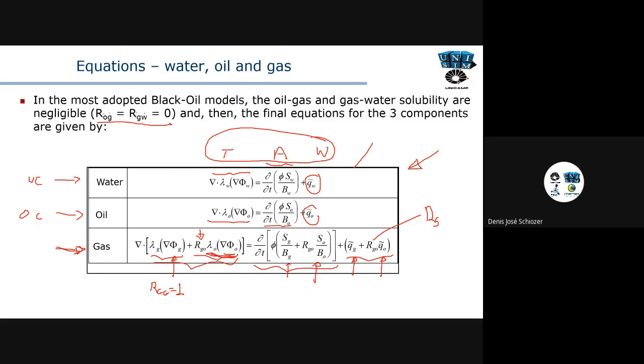And then in the next part, we're going to show you how we combine these three terms in the equation and how we solve this inside a reservoir simulation model, okay? So let's go into our third part of the class today.